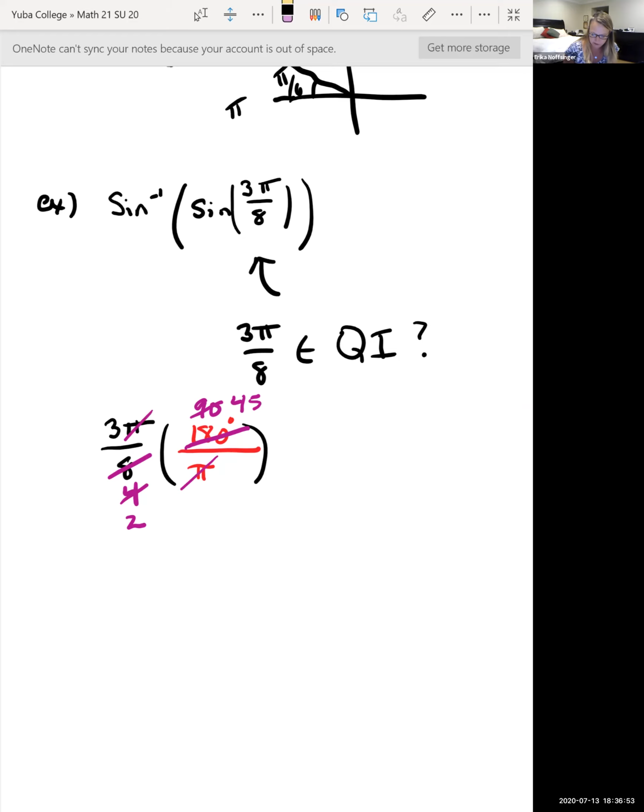My pi's cancel, so I'm left with 3 times 45 in my numerator, all over 2. 3 times 45, so that's 135, all over 2. 2 goes into 13 6 times with a remainder of 1. 2 goes into this 15 7 times with a remainder of 1. So this would be 67.5 degrees.